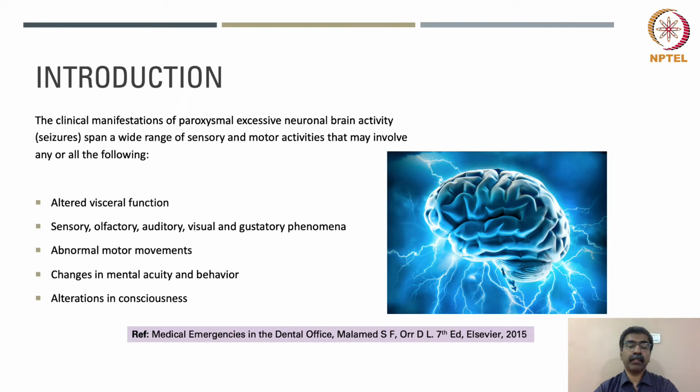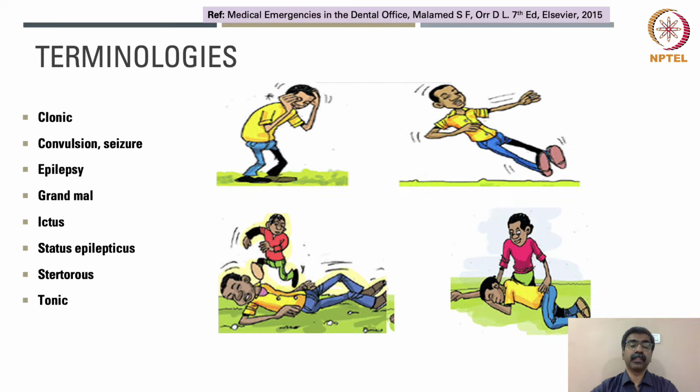Seizures, otherwise an interpretation of excess paroxysmal neuronal brain activity, span a range of variable motor as well as sensory activities that manifest as altered visceral function, sensory, olfactory, visual, auditory, and gustatory phenomena, abnormal motor activity, mental acuity and behavioral changes, and altered consciousness. So before we go into the detail of the presentation, you all should know about certain terminologies which are going to come again in this presentation.